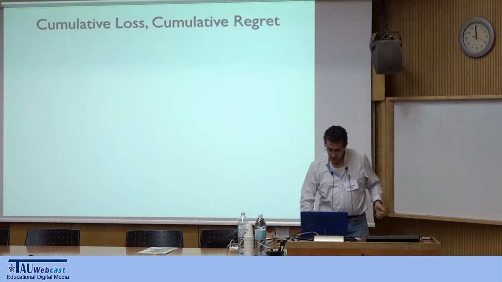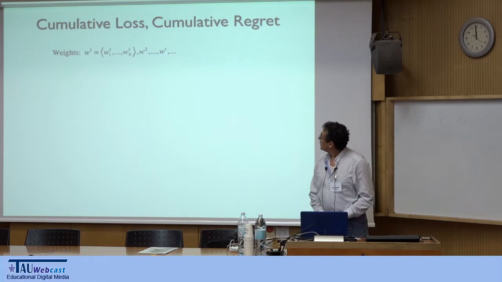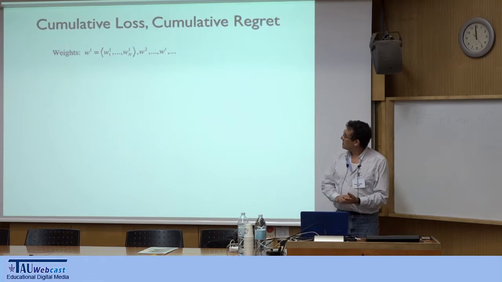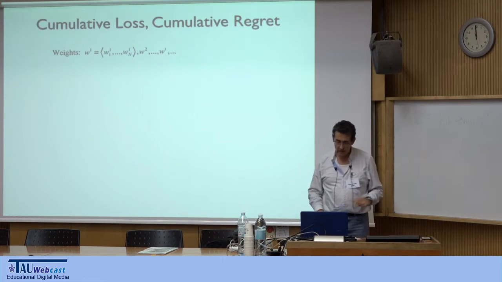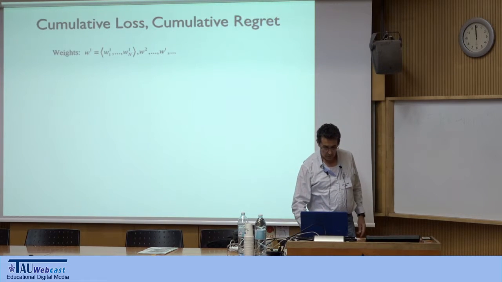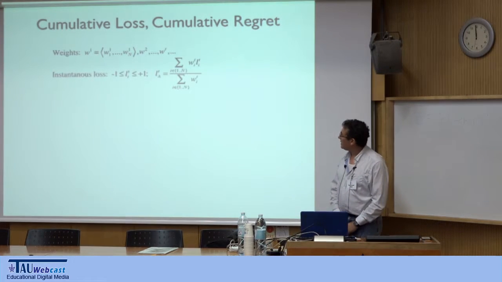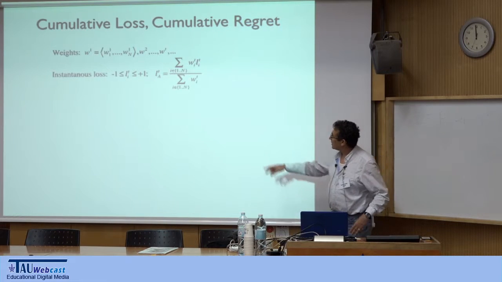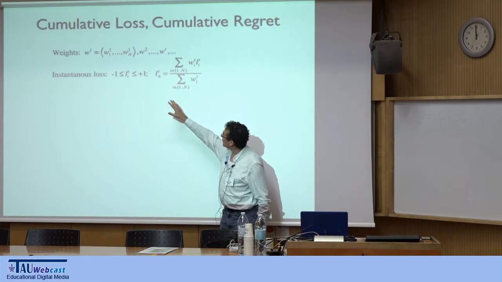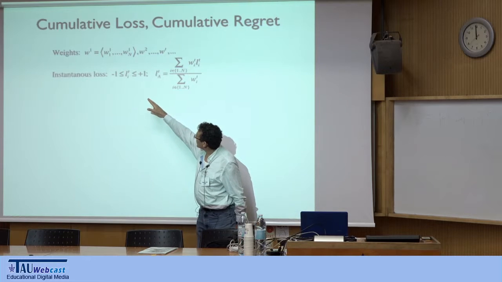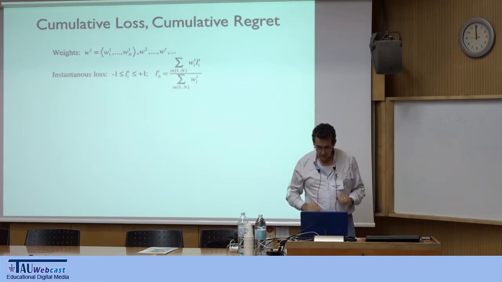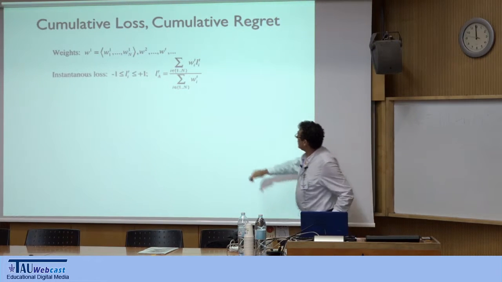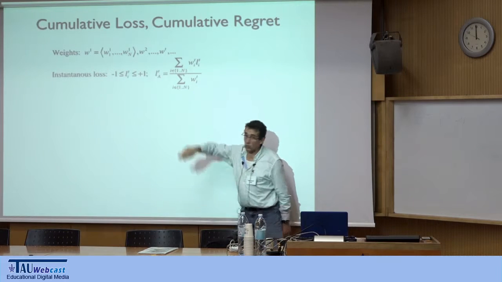Okay, so let me use a little bit more notation. Let's say that these are the weights, where the superscript is the time and the subscript is the number of the expert. And the instantaneous loss, I'm sorry, I keep switching between plus 1, minus 1, and 0, 1. It's not a fundamental difference. So the losses at each iteration are bounded in some range. And then the loss of the algorithm is simply the weighted loss.